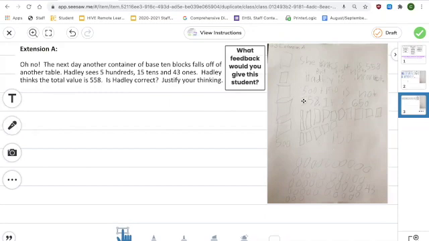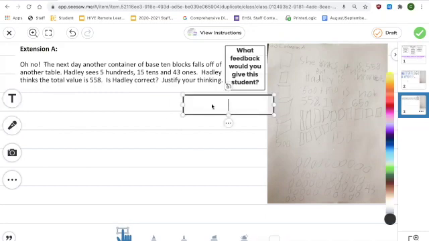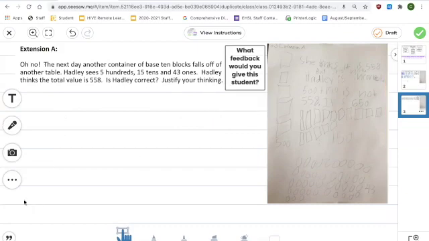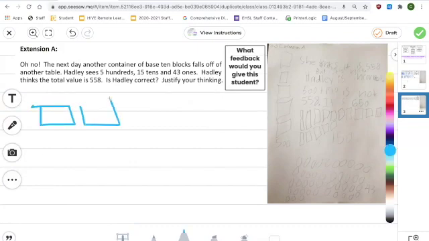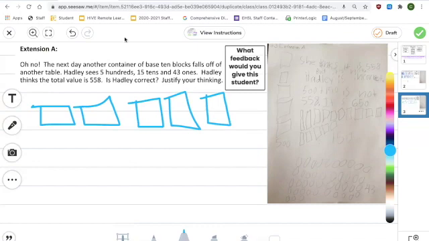Now, on a question like this, I'm looking at this and it's an extension and there's a lot of work here. I might have to solve it myself, and that's okay. So it says that Hadley sees 500. So maybe I draw those 500s that it says that this person saw.